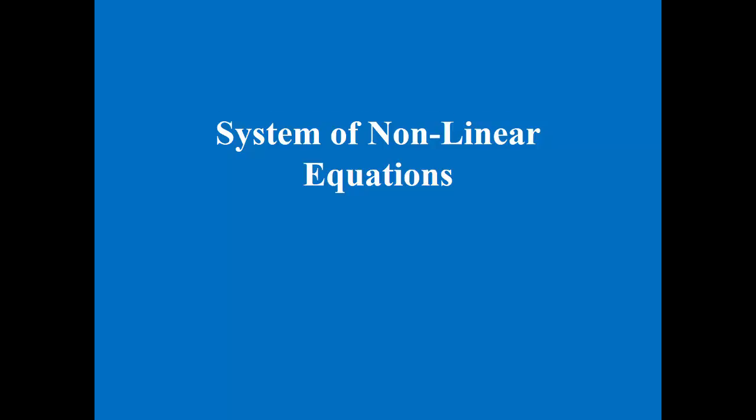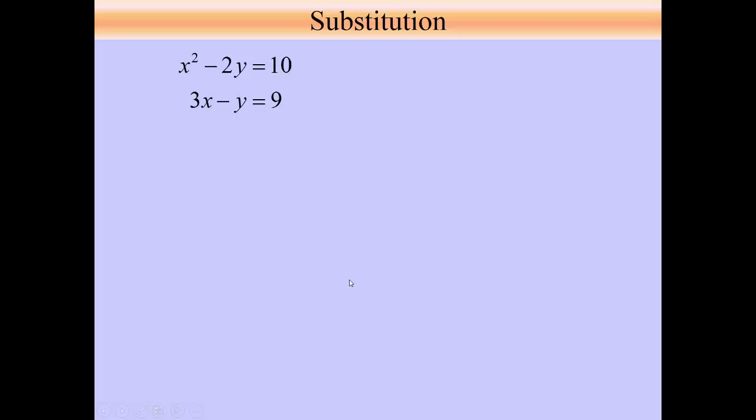This topic is not in your book. You will have a problem or two on the section 1 homework that asks you to solve systems of nonlinear equations. Here's a system that looks a lot like the ones we've been doing, except that it has an x squared. That means it's not linear. Now we can still use the substitution method on this.